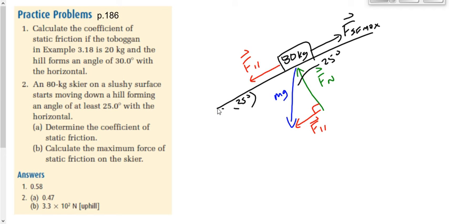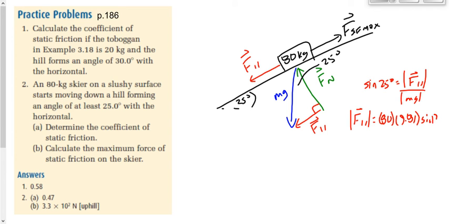So let's do that. Let's say sine 25 degrees is equal to opposite over the hypotenuse. So let's say F parallel ends up being equal to 80 times 9.81 times sine 25. Does anybody have a value for that? We get 331.6708 newtons. Good, thank you. Let's label that up here since we know it now. 331.6708.